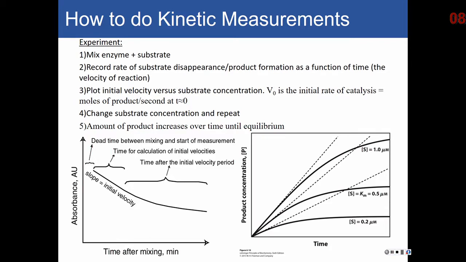So again, your positive control might be the maximum amount of substrate that you're going to put in. Your negative control would be maybe you're lacking the substrate or maybe you're lacking the enzyme. And then you look at how much product increases over time until you reach an equilibrium. And so here is our substrate concentration, and we'll talk in a minute about what Km means. And here we are reaching a certain saturation level. And so we have this dead time between mixing and the start of the measurement, and then we have an initial velocity.